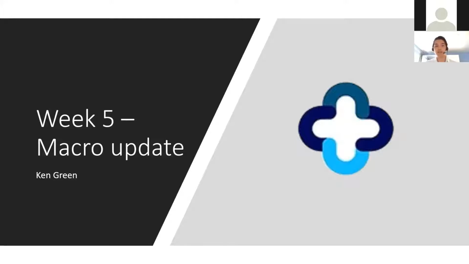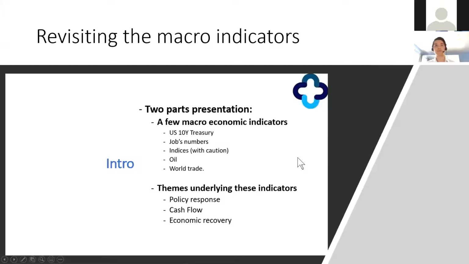So things are heating up in markets a bit, so let's get down to business. What we're going to do today is revisit those 5 indicators we looked at in the first macro briefing. And that's for US 10s, the jobs figures, indices, oil, and finally world trade. And it's been 5 weeks since then, so let's take a look at what's happened.